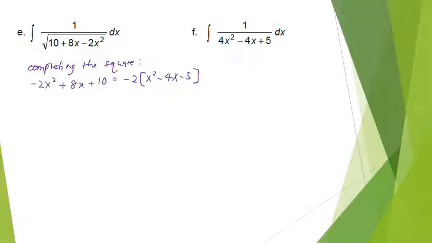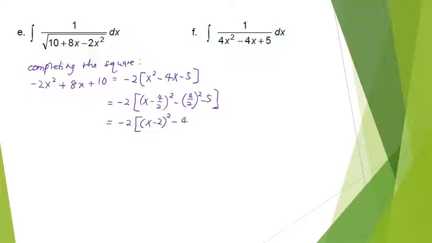Right? And then buatlah completing the square kita. Negative 2 tu remain, kita buat yang dalam bracket. So x minus 4 over 2 square minus 4 over 2 square minus 5. Okay, so it's equal to negative 2 x minus 2 square minus 4 minus 5. So become negative 2, so x minus 2 square minus 9.